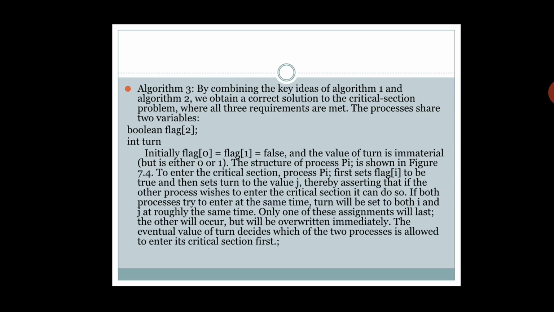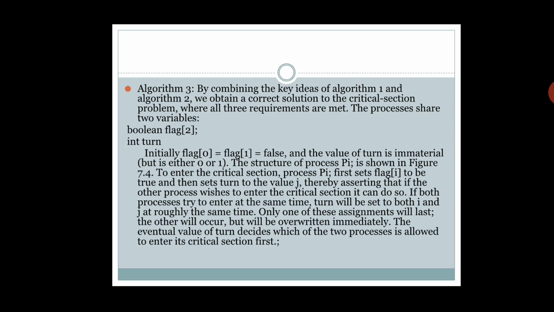If both processes try to enter at the same time, turn will be set to both i and j at roughly the same time. Based on the turn variable only, this flag variable will be set. Not the flag variable, i and j will be set. Based on i and j only, flag will be set with respect to true or false. By looking at true or false, the processes are allowed to enter the critical section.